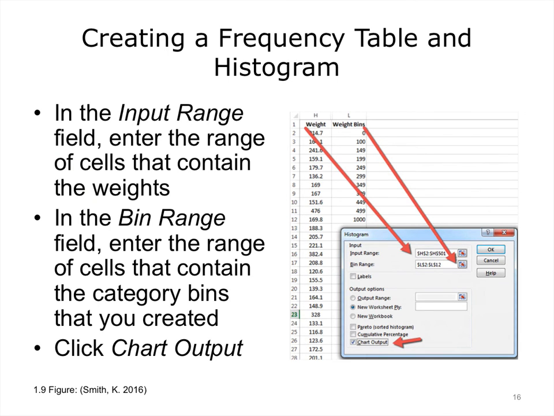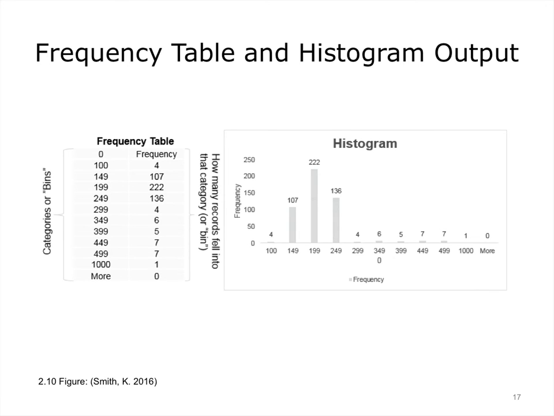In the input range, enter the range of cells that contain the weights, in this case the data in H2 and continue through H501. In the bin range field, enter the cells that contain the category bins that you created. In this example, the bins are in cells L2 through L12. Finally, determine what type of output you want. Let's click Chart Output for this example. Excel will produce a new worksheet in your file with the table and the histogram.